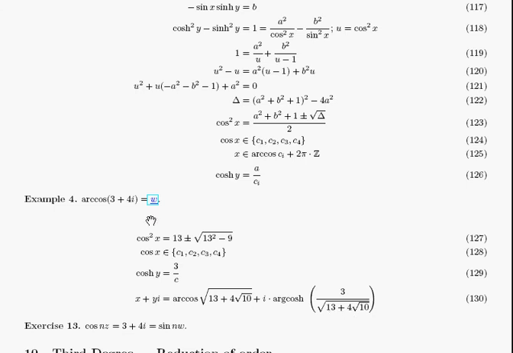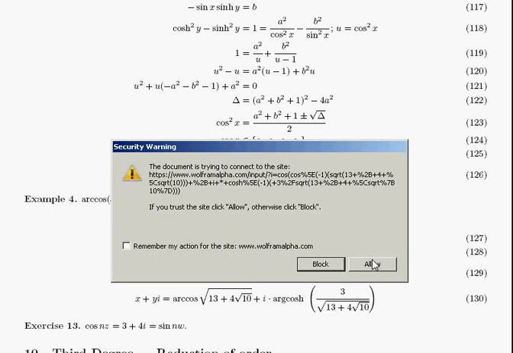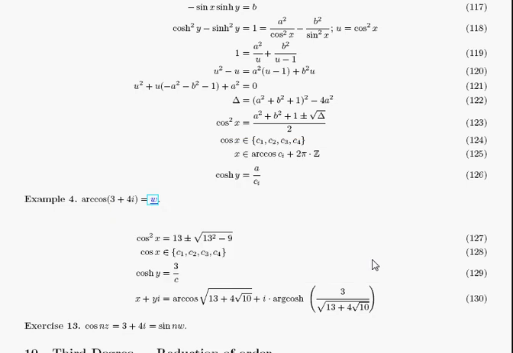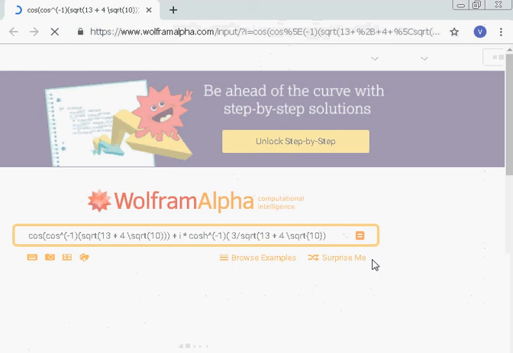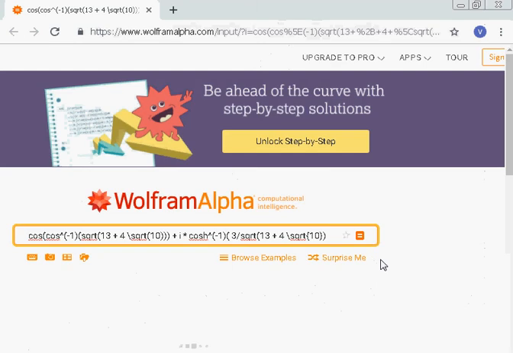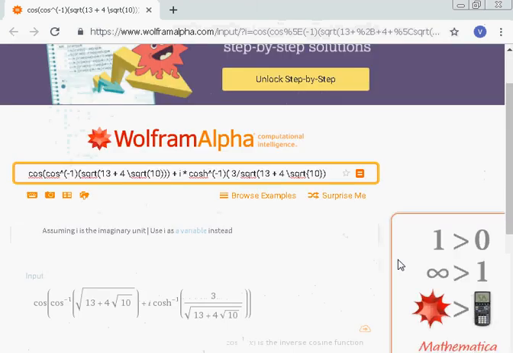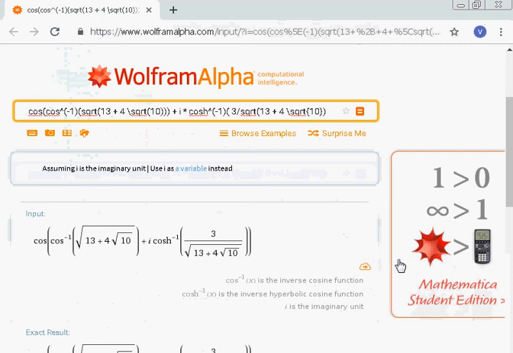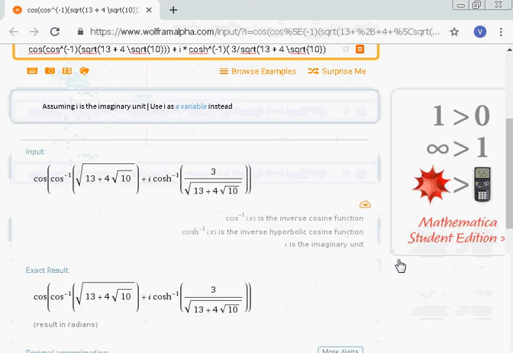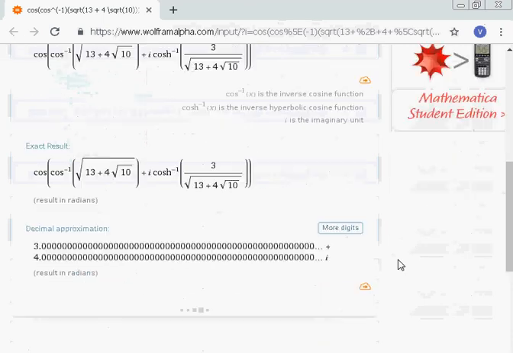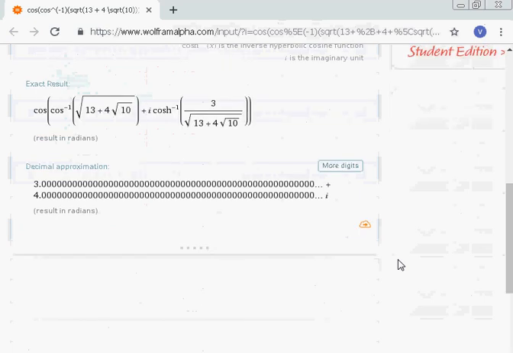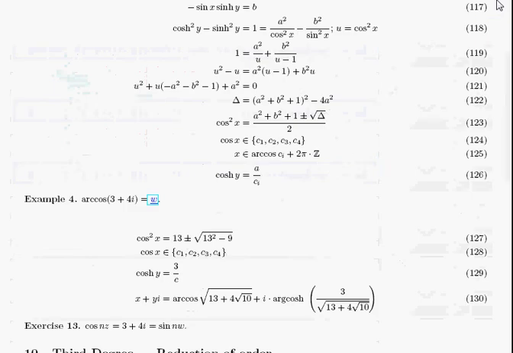And I have confirmed with Wolfram Alpha. The cosine of this thing is 3 plus 4i. Result in radians. Miracle.